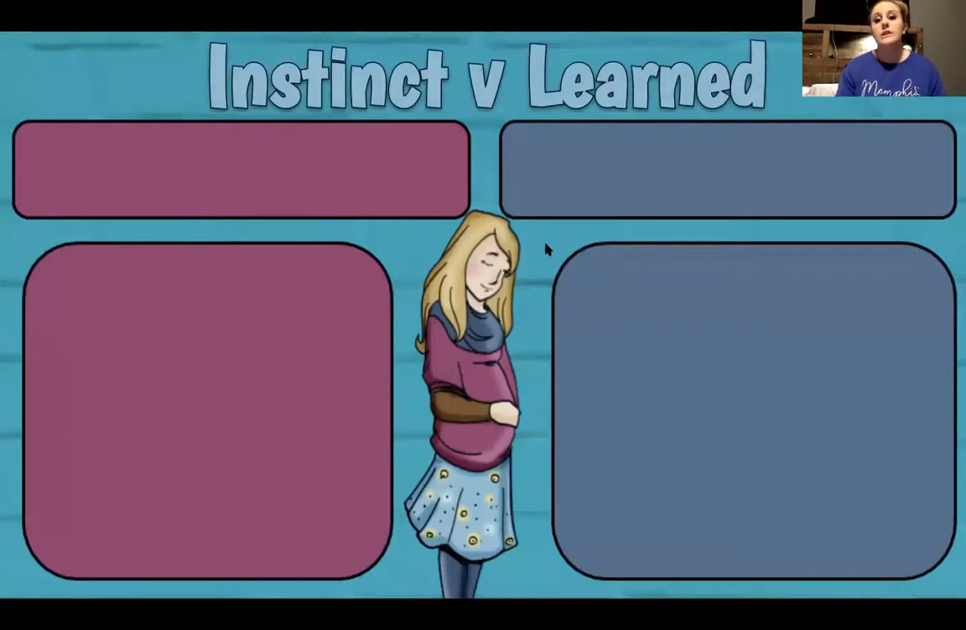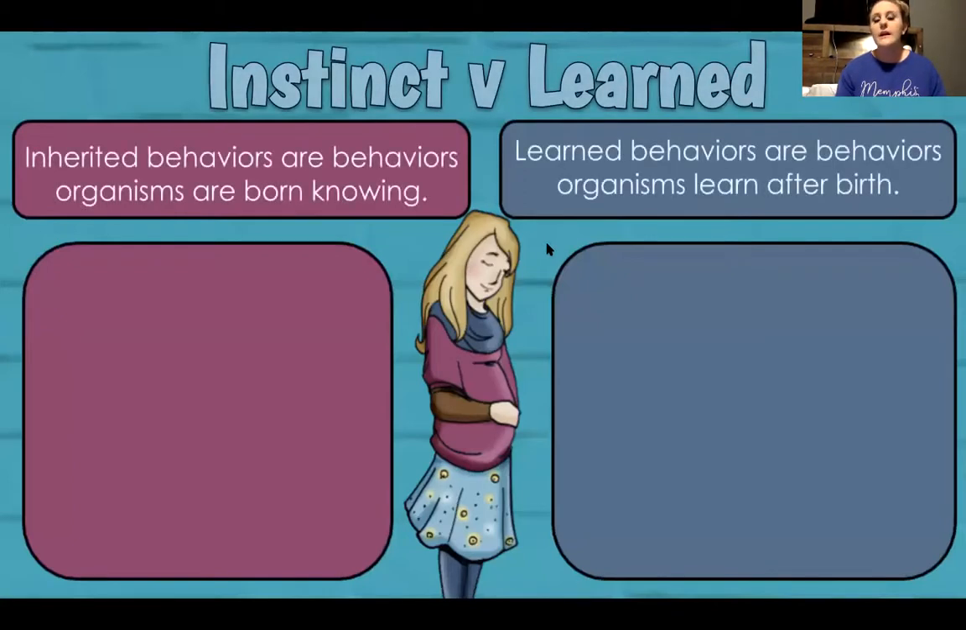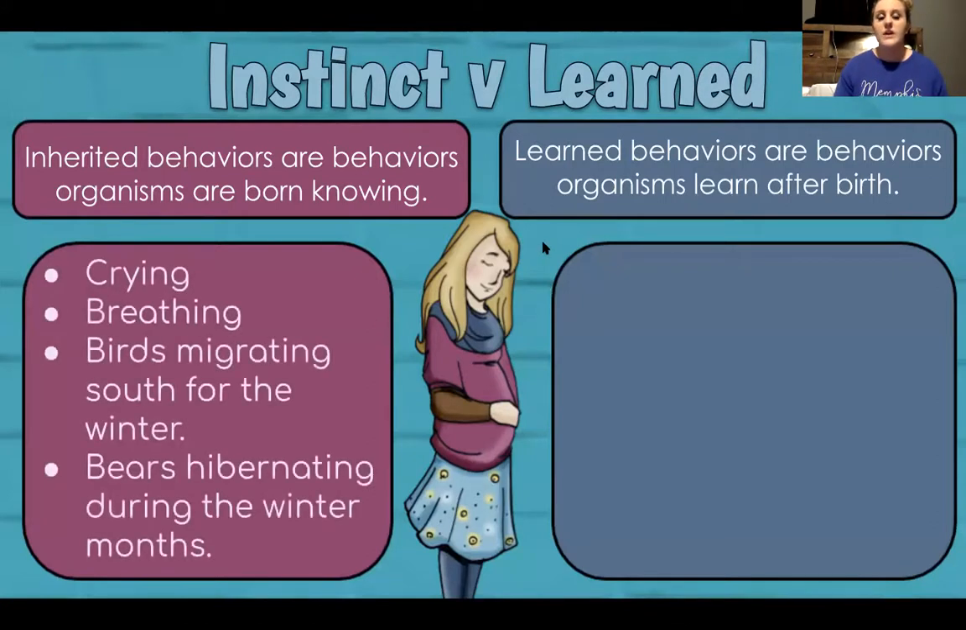Instinct versus learned. Inherited behaviors are behaviors organisms are born knowing, and learned behaviors are behaviors organisms learn after birth. Inherited behaviors are like crying, breathing, birds migrating south for the winter, bears hibernating during the winter. That's something that is instinct. It's inherited. It's something that an animal or organism is born knowing that that's what they do.